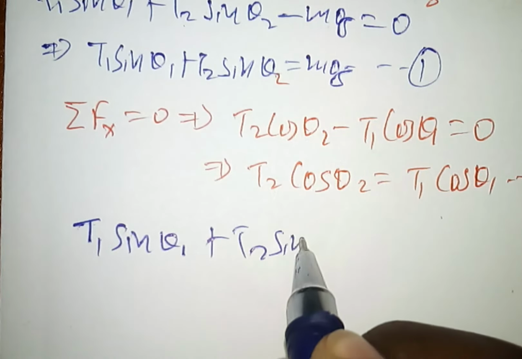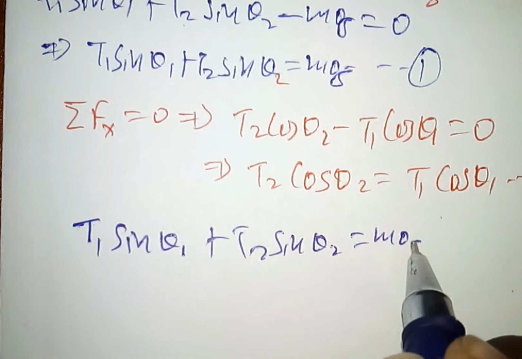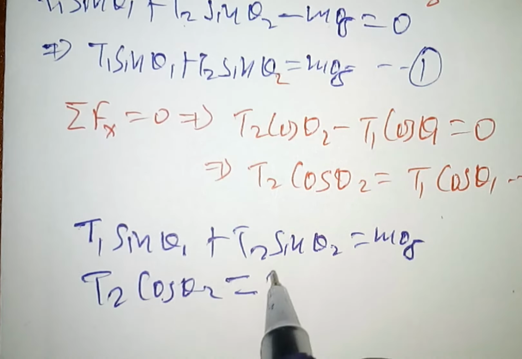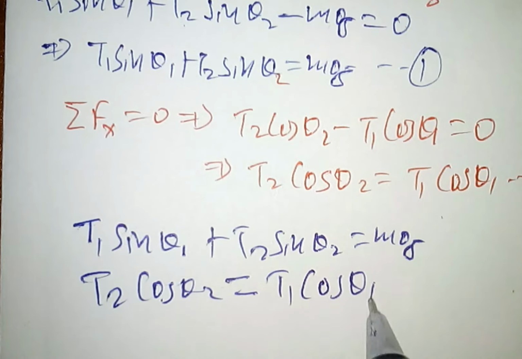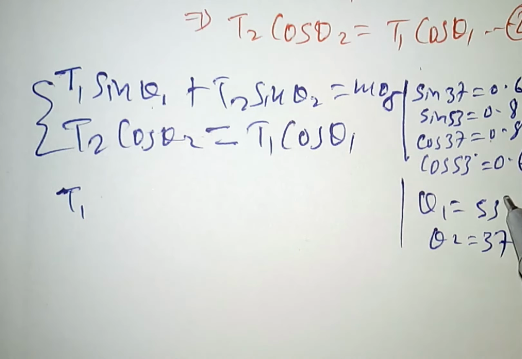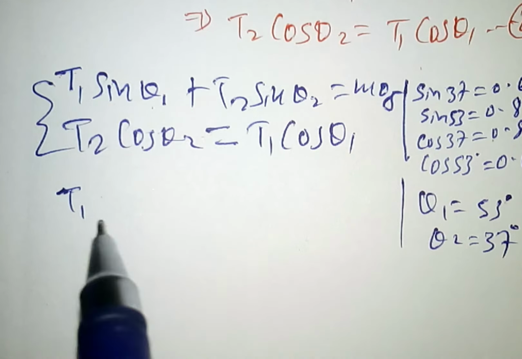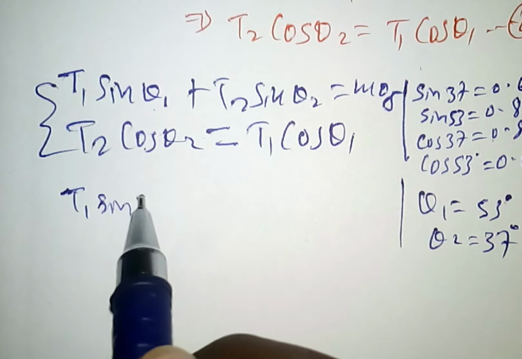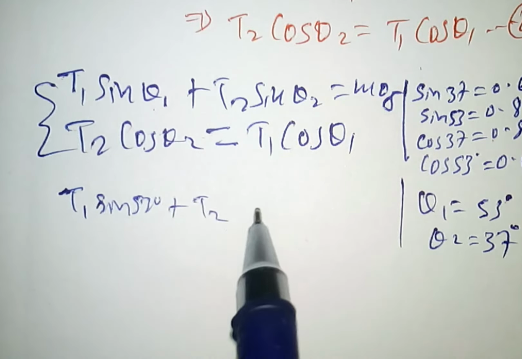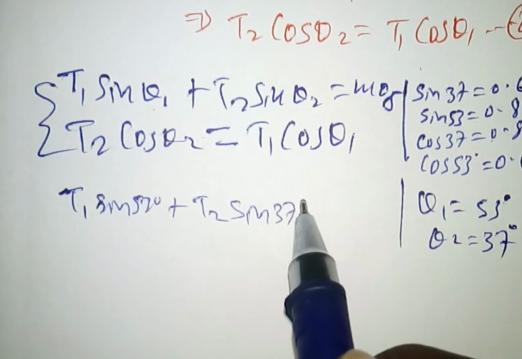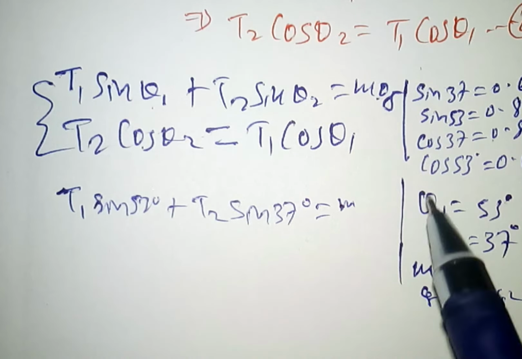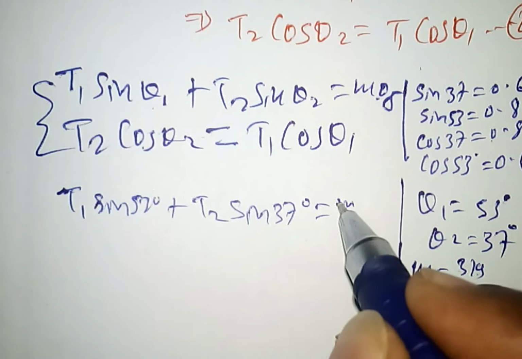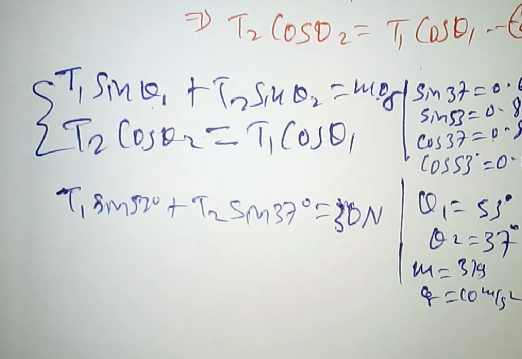Then from the two equations, from equation 1, T1 sine theta 1 plus T2 sine theta 2 is equal to mg, and T2 cos theta 2 is equal to T1 cos theta 1. Since theta 1 is 53 degrees and theta 2 is 37 degrees, if we substitute in this equation, T1 times sine of 53 plus T2 times sine of 37 is equal to mg. Here m is 3 kilograms and g is 10 meters per second squared, so directly we can get 30 Newton.